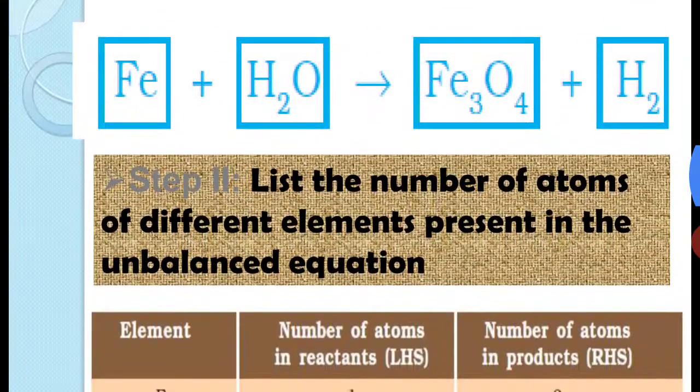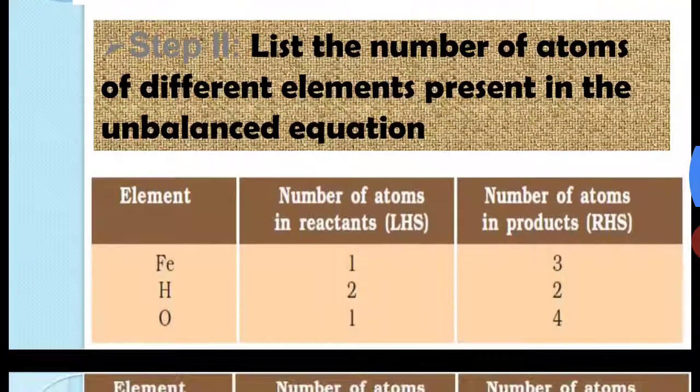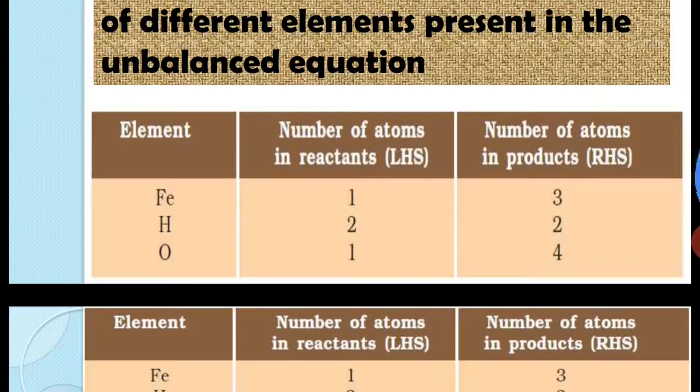Step 2, list the number of atoms of different elements. Here there are 3 elements: iron, hydrogen and oxygen. So we will make a column. In the first column we write the element symbol or name. In the second column we write the number of atoms in the reactants, or left hand side of the arrow. In the third column we write the number of atoms in the products, that is the right hand side of the arrow.